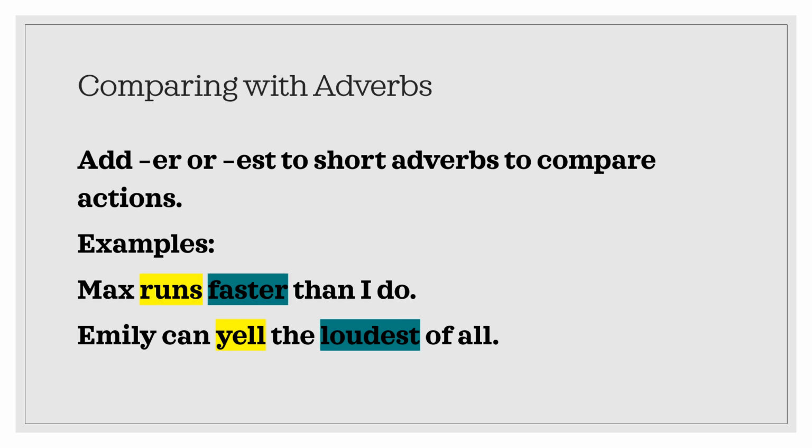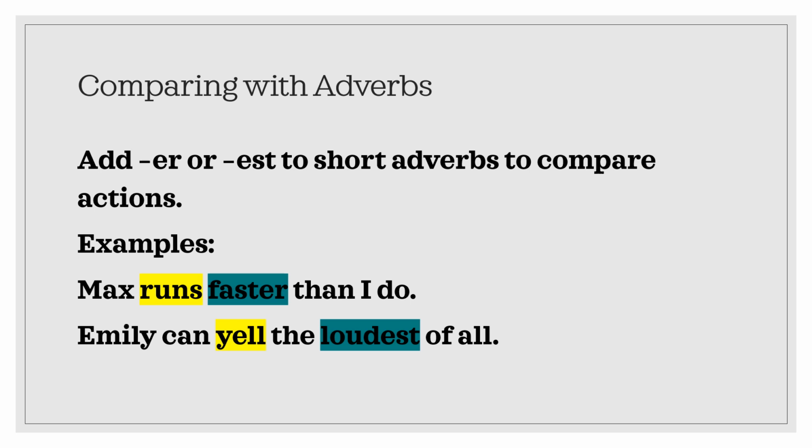So Max runs faster than I do. Again, seeing that word than in there gives you a big clue that we are only comparing two things. So Max is our noun. He's a proper noun in this case, actually. He runs, that's the verb. How does he run? He runs faster than I do.